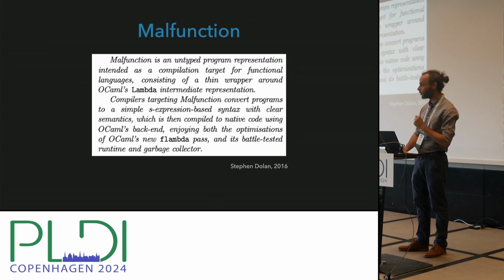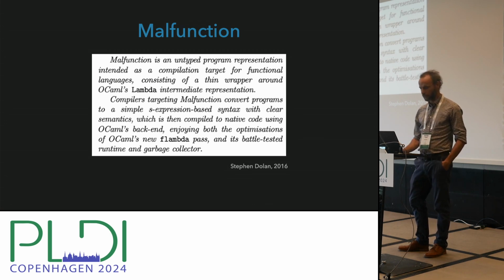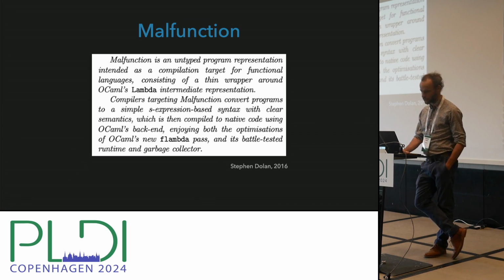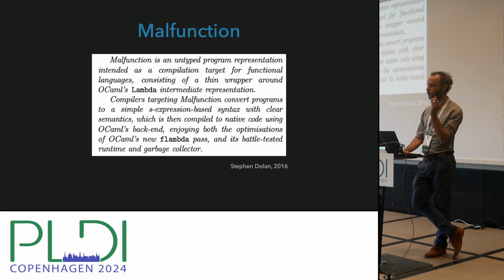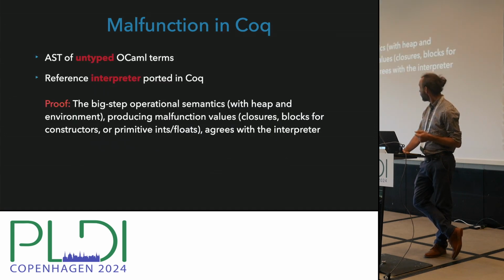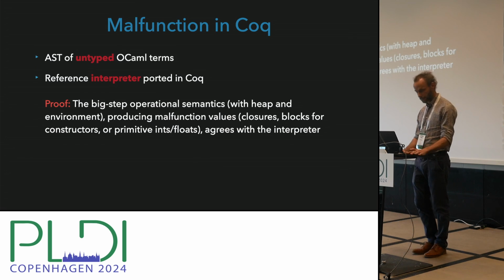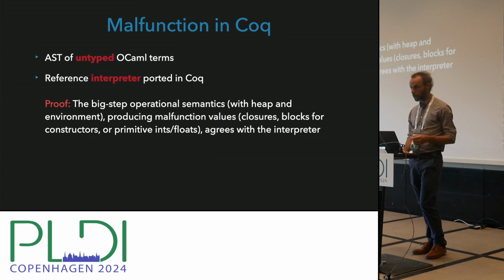And this is the abstract for the malfunction paper. It is a non-typed program representation intended as a compilation target for functional languages, consisting of a thin wrapper around OCaml's lambda intermediate representation. So the first untyped representation is the OCaml compiler. And the nice thing about malfunction is that we can benefit then from the whole pipeline of the OCaml compiler to compile our functional programs. So what we did is to basically verify the syntax of malfunction in Coq and port the existing interpreter.